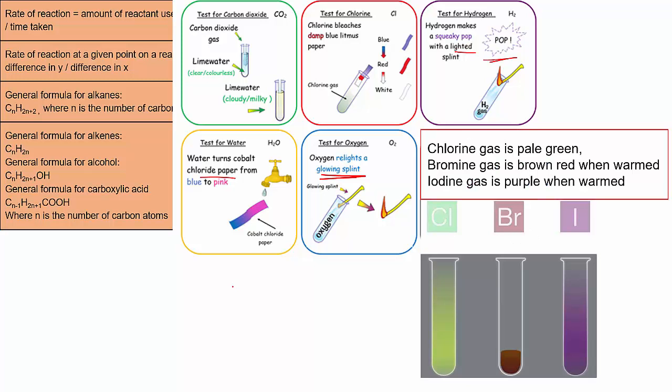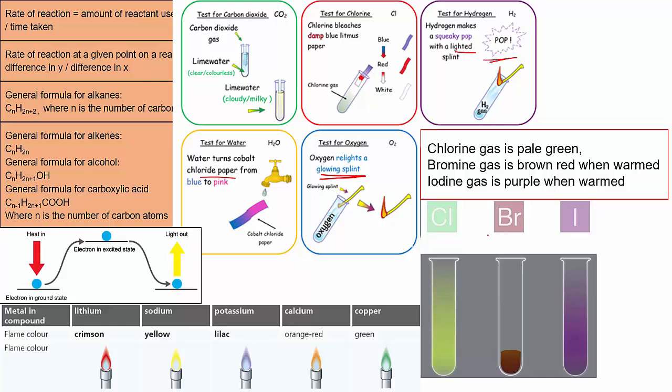You can't forget about other gases. You should know that chlorine gas is a pale green gas, bromine is a brown, reddy gas when it's warmed, and iodine very quickly goes from solid to a purple gas. The flame tests for triple, lithium is a crimson, sodium is a yellow, potassium is lilac, calcium gives you an orange red, and copper gives you green.